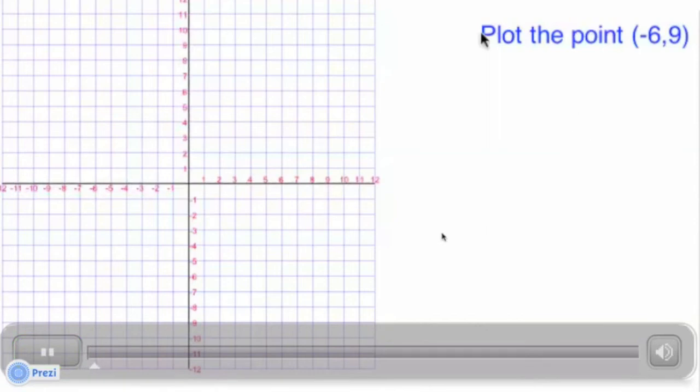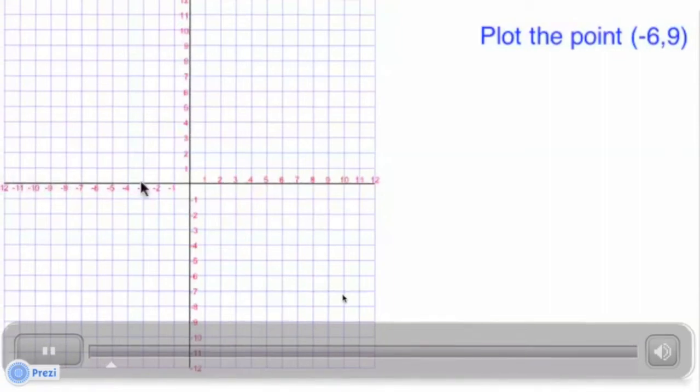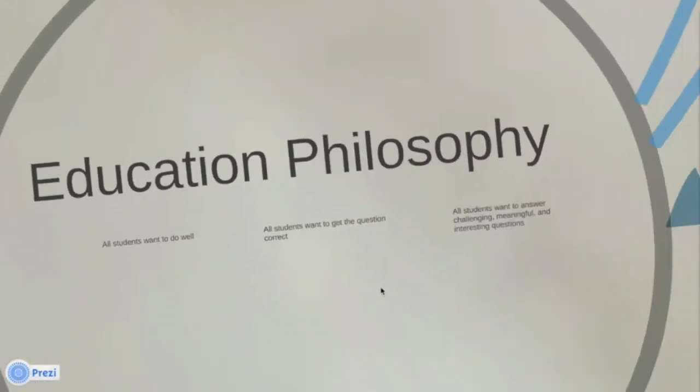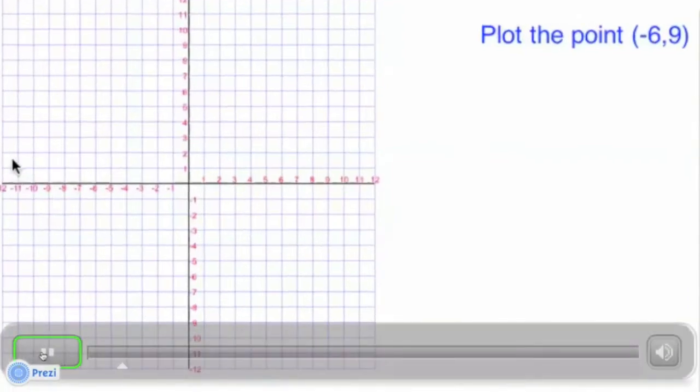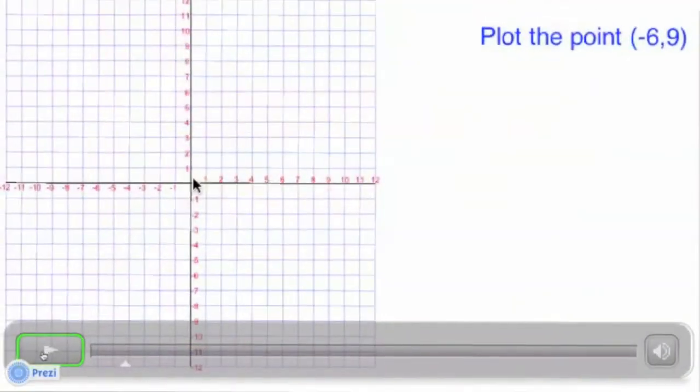Hi, welcome to level 1. We're plotting points. Here we're being asked to plot the point -6,9. Before we start, this is the x-axis, and the y-axis is up here. When you draw an x, you go. That's a video of me explaining how to plot points.